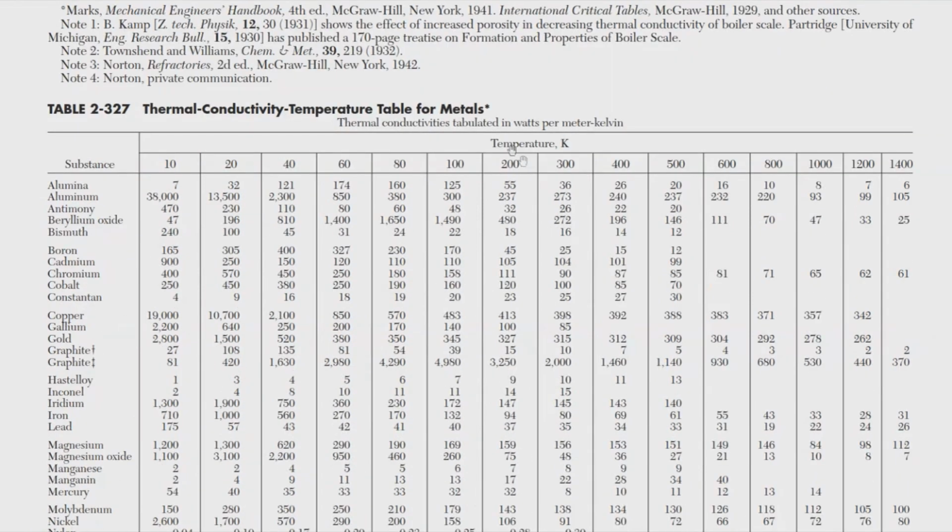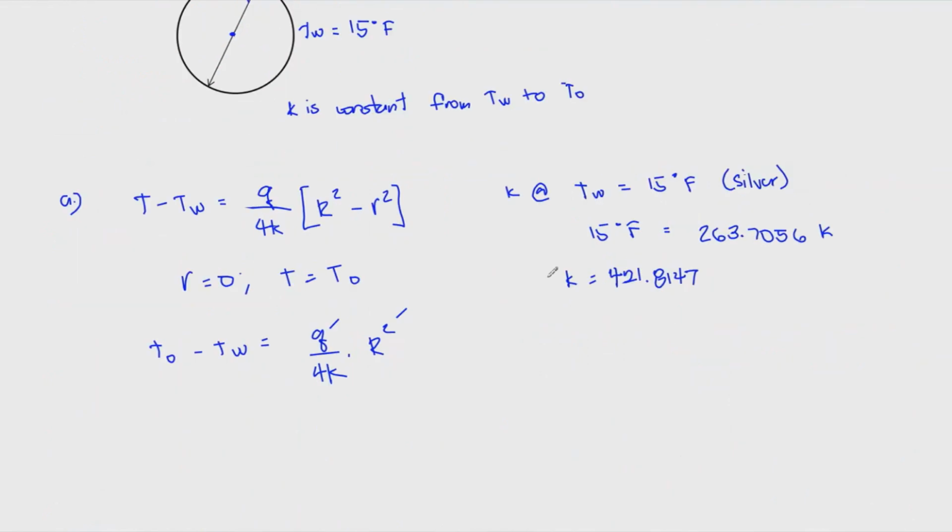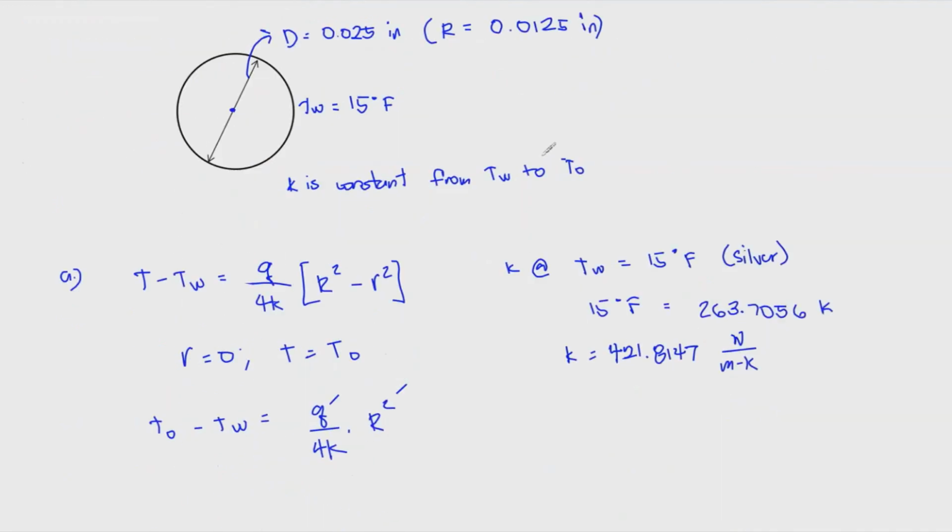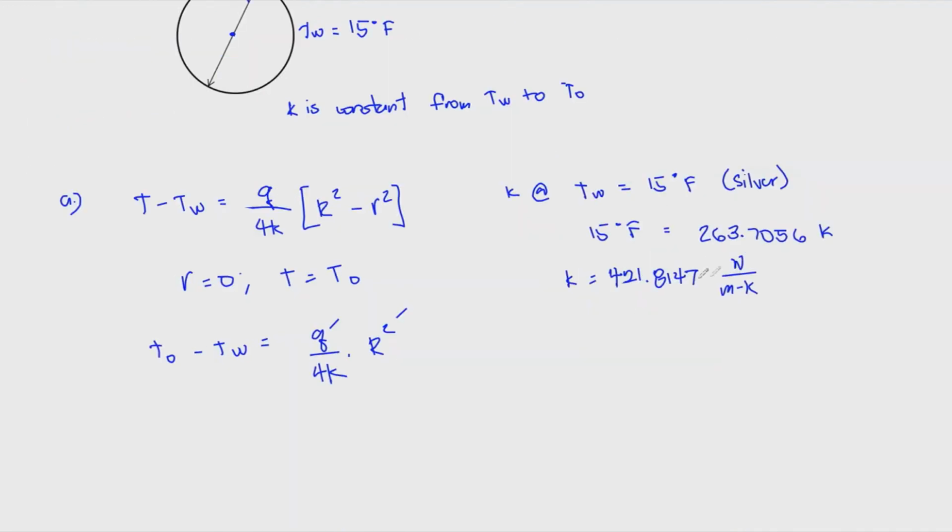You might get confused with the units, but we need to read the table. It says here that thermal conductivity is tabulated in watts per meter Kelvin, so this value would be in watts per meter Kelvin. And remember, we'll be solving this in terms of English units since most of the units here are in English, so we need to convert this to English.